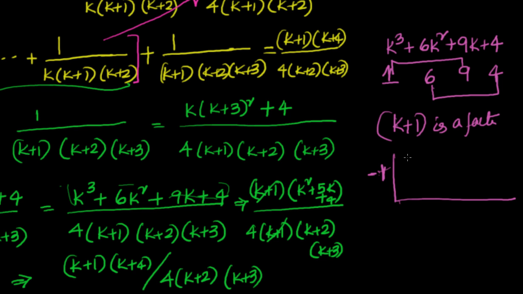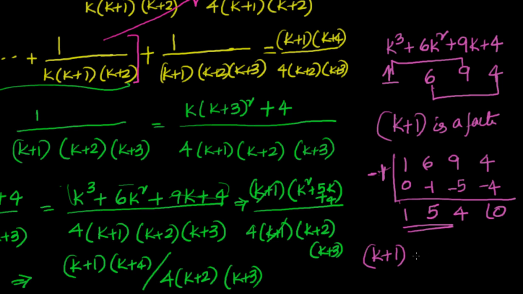If I take minus 1, then I will have here 1, 6, 9, 4. First I put 0 here, then I will have 1, minus 1, 5, minus 5, 4, minus 4, 0. So k cube plus 6k square plus 9k plus 4 is nothing but equal to (k plus 1) into (k square plus 5k plus 4). But k square plus 5k plus 4 is again equal to (k plus 1) into (k plus 4). That's how we have found the factors of that.